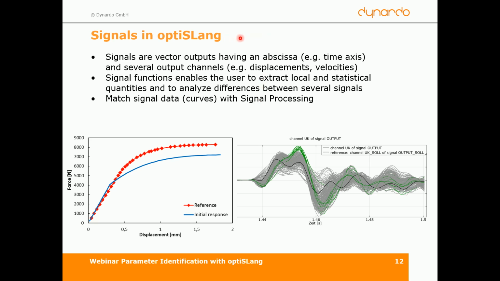And as I said before, the outputs you get as response from the solver can be scalar values, vectors, signals, or matrices, but in our special task, this parameter identification, we want to extract signals coming out from the simulation, maybe some force displacement curves, or some displacement over time. On the other hand, we have some reference curve coming from the measurement. And signals in OptiSlang are only outputs with some abscissa axis and some ordinate. So you can also say curves instead of signals.